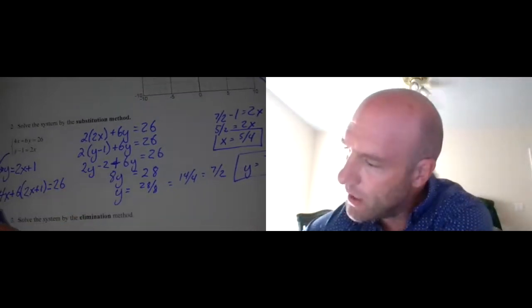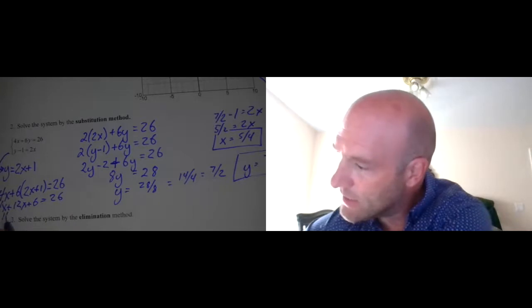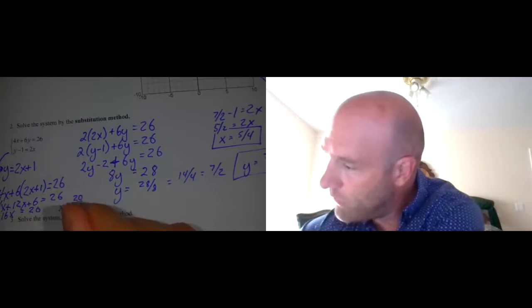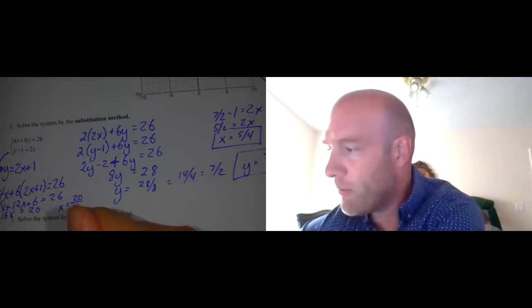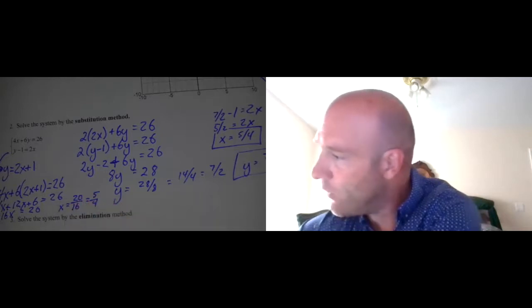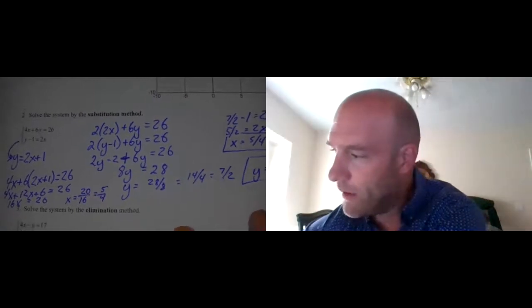Just for the fun of it, I'm going to go back over here. 4x plus 12x plus 6 equals 26. I'll get a 16x equals 20. I will get x equals 20 over 16. They're both divisible by 4. I'll get 5 over 4. And we got the same answer. So looks like you did it well.